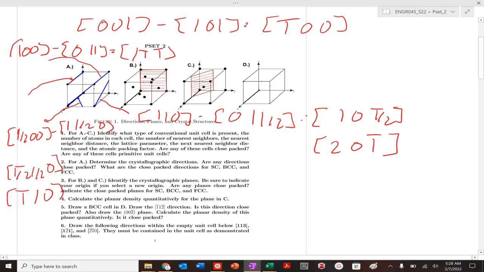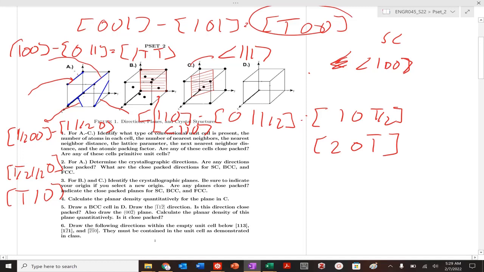Are any directions close packed? That depends on the cell. For this cell, it'd have to be the family for simple cubic. So for SC, it is 1, 1, 0 or 1, 0, 0. Those are the family. For BCC, for this cell, it would be 1, 1, 1, and for this cell, it would be 1, 1, 0. So this would be a close packed direction only. The rest of them are not.